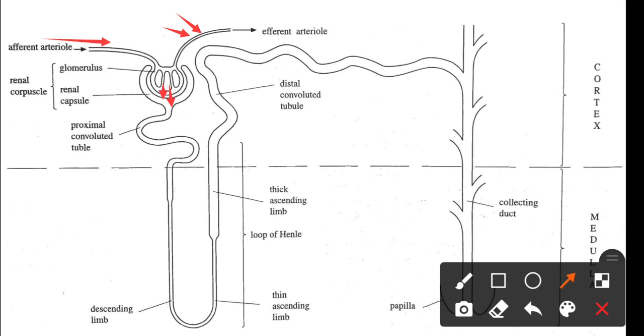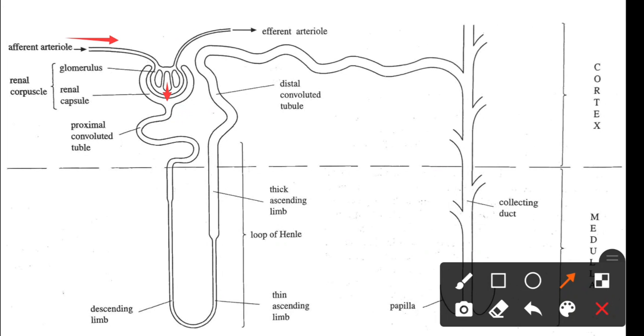If you have the reverse, if you have vasodilation, so if the efferent arteriole dilates, what will happen is that there will be a low pressure in this particular area. If you have low pressures, there will be less filtrate produced. So it will have less GFR in this particular case.